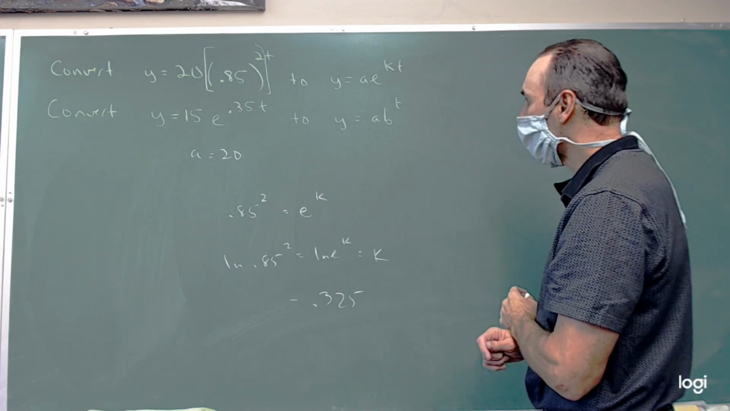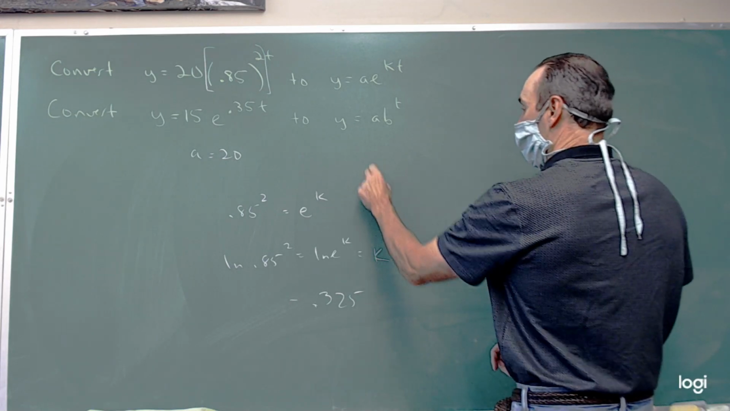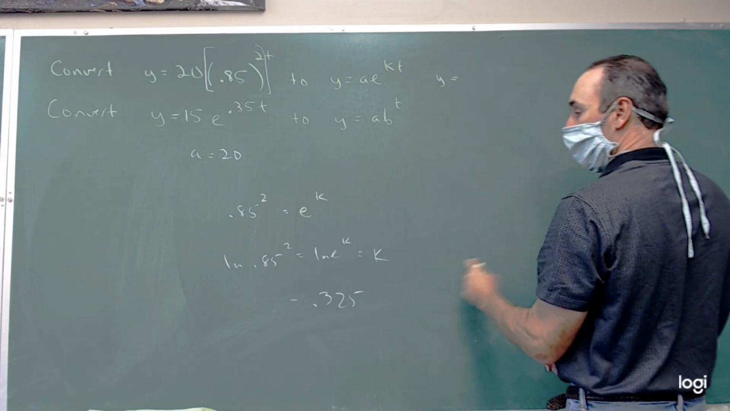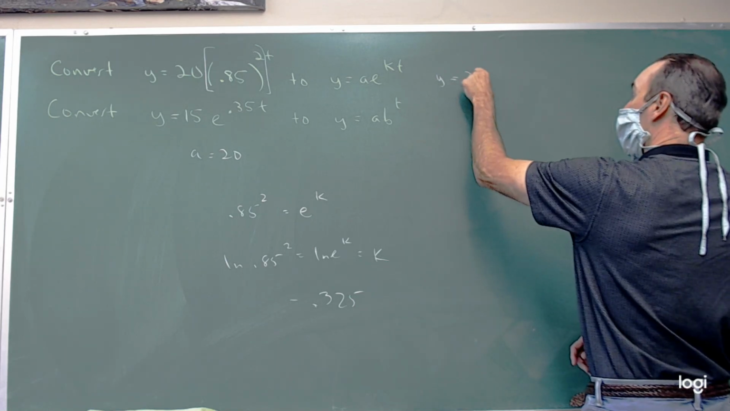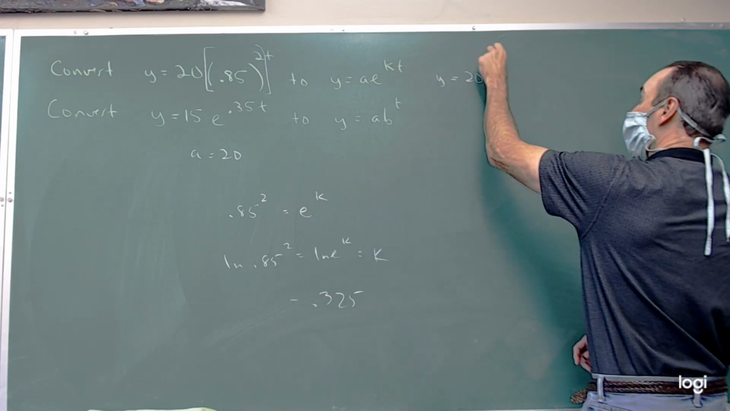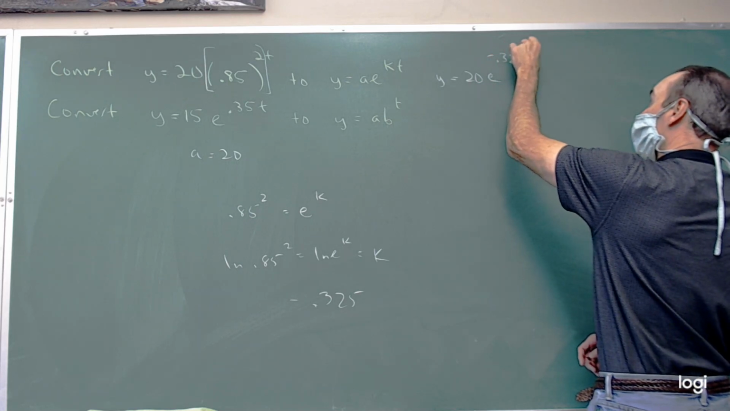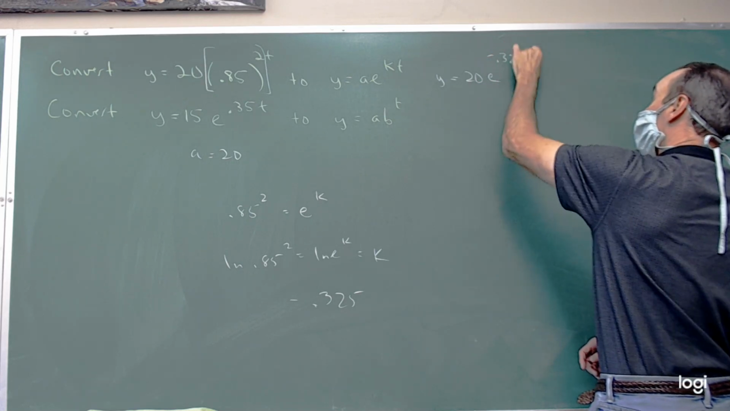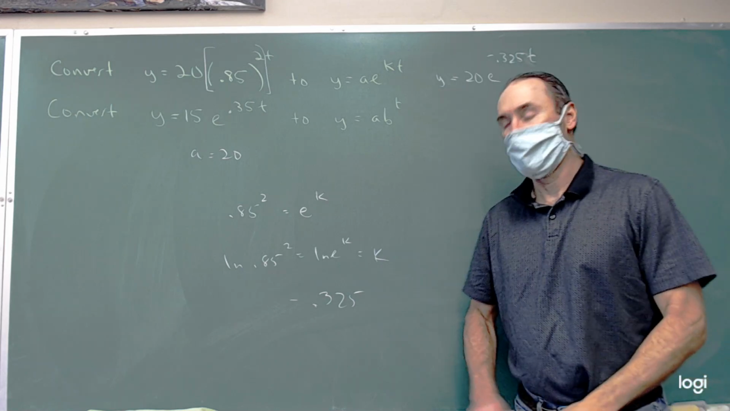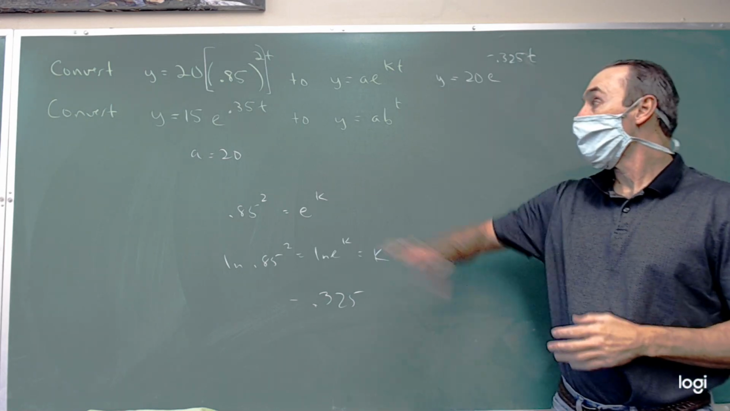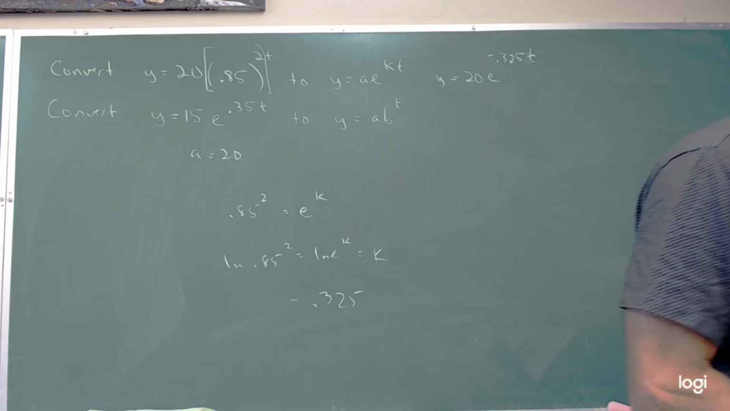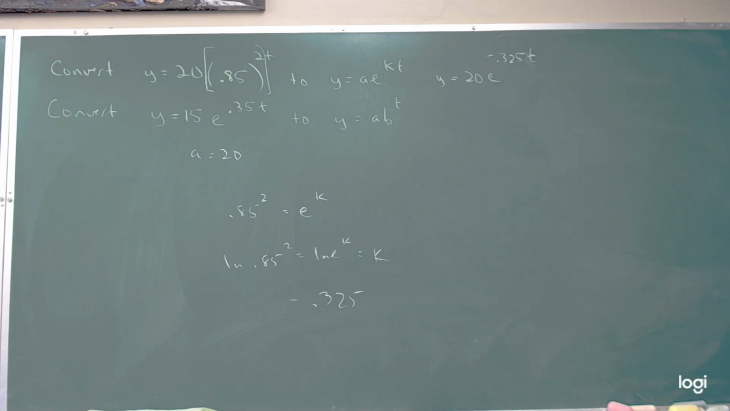Good. Then this y will be our 20, we said, and then e to the negative 0.325 t. Very good. All right, same idea. We'll try this second one. I'll pause the video and check some homeworks.